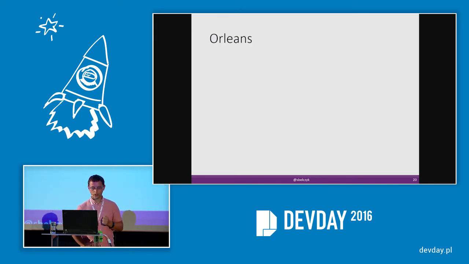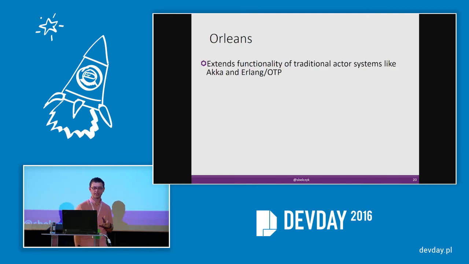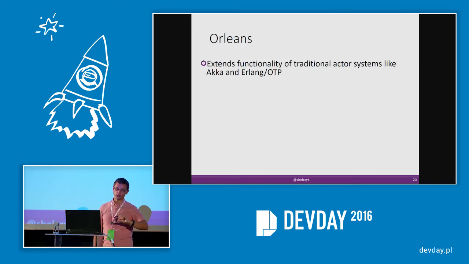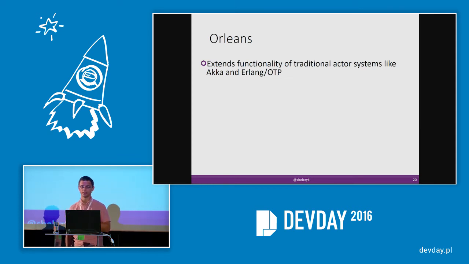So let's talk about Orleans. Orleans was the first framework which was created for this idea. And I say that it extends the functionality of traditional actor systems like Akka or Erlang OTP. I say that because it has all the nice features that the other platforms have, like, an actor can send a message to itself in the future, and if the actor fails in the meantime, the runtime will just recreate it in time to receive this message.